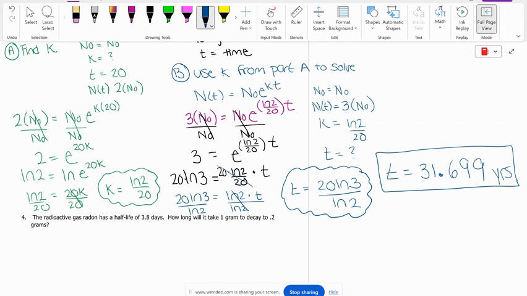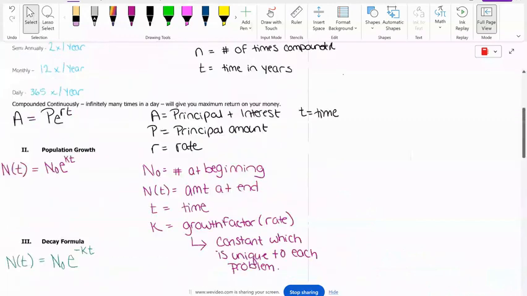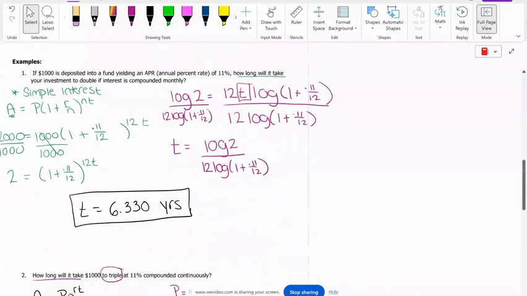I know this was a lot. I know it was different, but the next problem, we're actually going to follow a very similar style of solving it. Can we get started on the next one? What did you get for the first one again? The very first one? Yeah. I'm not sure. Let's go back. 6.330 years.